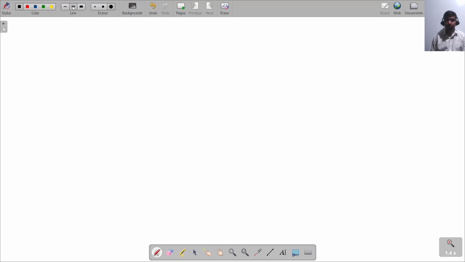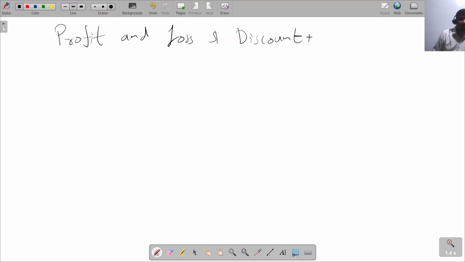So today I'll be teaching a topic called profit and loss and discount. This is a very important chapter. Don't do this chapter only for marks. This is a very important and practical chapter. When you buy things, you have to see, are you getting a discount or not? Is it profitable to buy or not? So you have to see all these things.